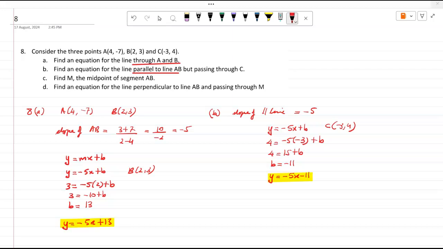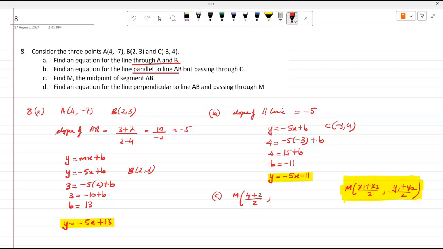Now the midpoint formula. Midpoint will be x1 plus x2 over 2, and y1 plus y2 over 2. So that's your midpoint formula. It's basically the average of the coordinates. So your x coordinate is the average of the x's, and your y coordinate is the average of the y's.